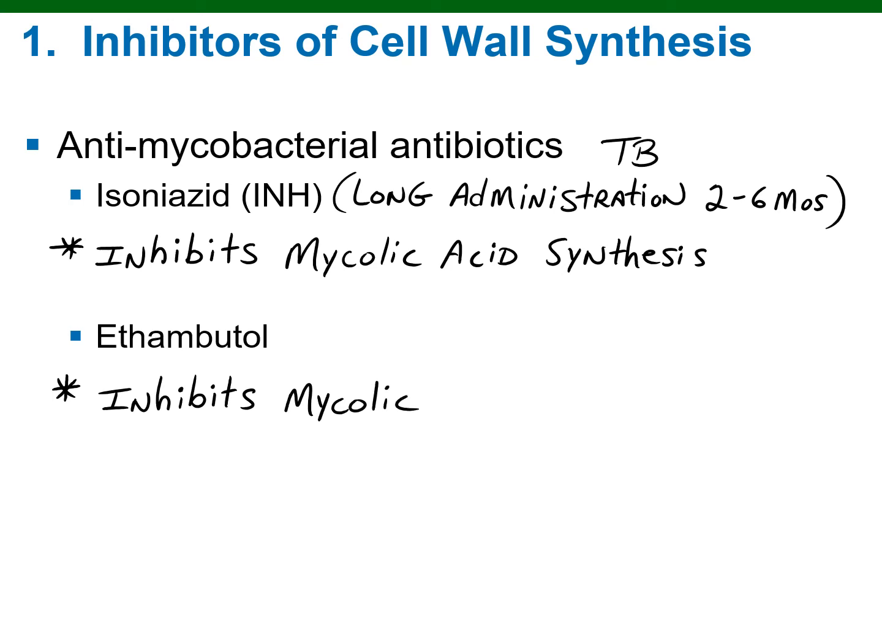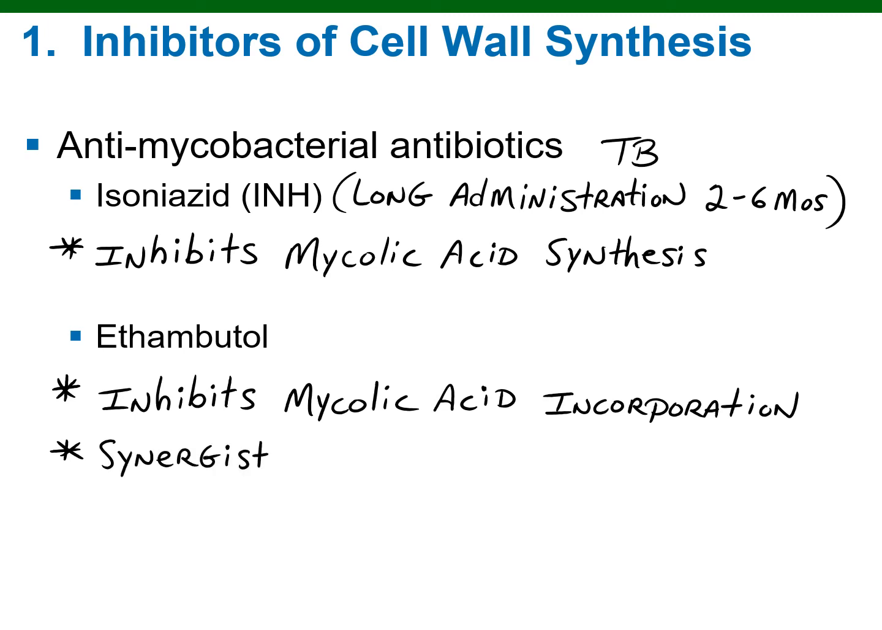So even if mycolic acid somehow manages to get made by the mycobacteria, then the ethambutol will inhibit the incorporation of any mycolic acid. And that'll still then serve to inhibit cell wall synthesis. So because it's hitting cell wall synthesis at a different angle, this is referred to as a synergistic kind of characteristic, working on the same pathway but from a different angle.